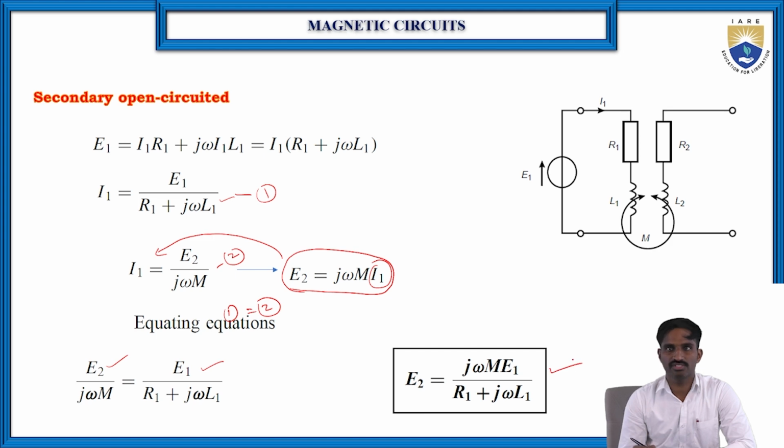So this is another equation. The earlier equation we already know because we derived it in the previous classes, but this equation is new, so we have to remember it: j omega M into E1 by R1 plus j omega L1. M is the mutual inductance between the two coupled circuits, E1 is the EMF or voltage across the primary winding, R1 is the resistance of the primary winding, and L1 is the self inductance of the primary winding. So we have calculated this in terms of the primary winding parameters.